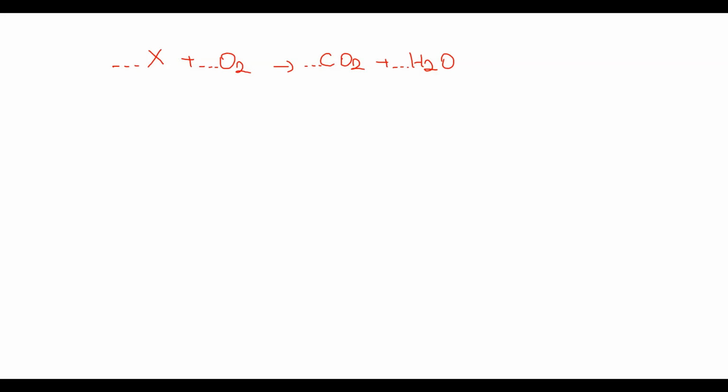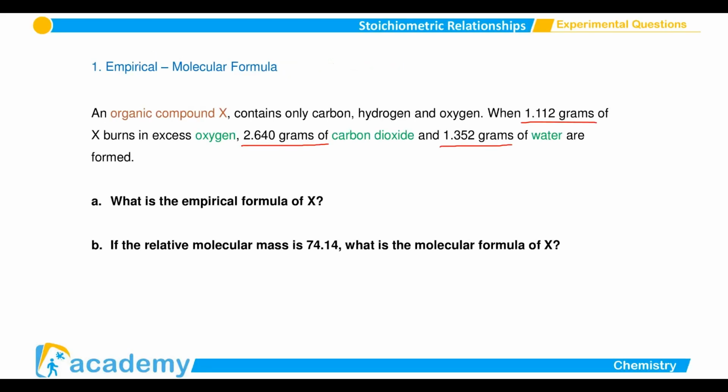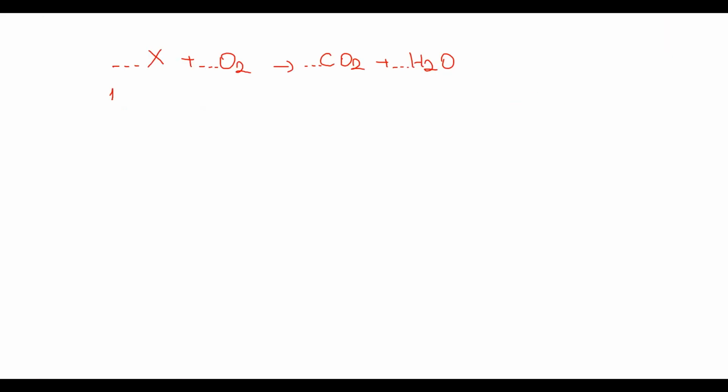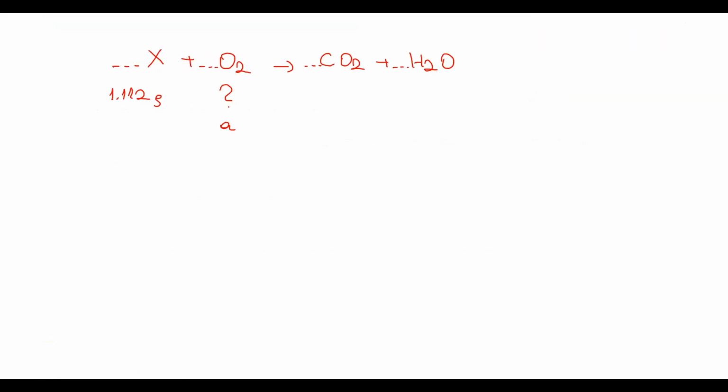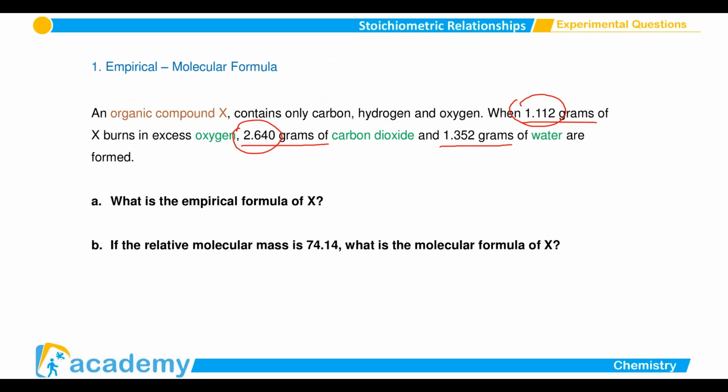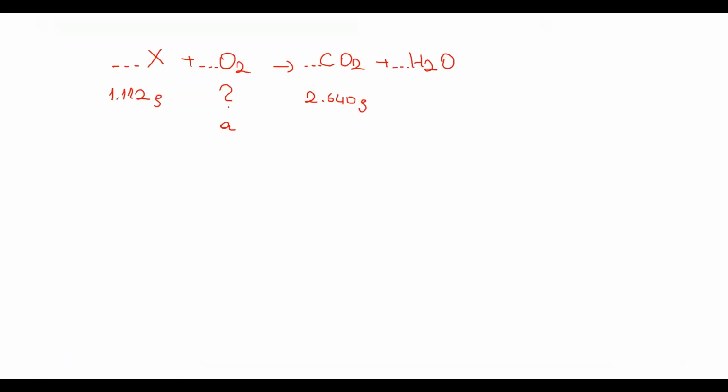First, let's write the given masses under each species. We have 1.112 grams of X. We don't know the mass of oxygen, let's say A grams. For carbon dioxide, we have 2.640. And for water, we have 1.352.